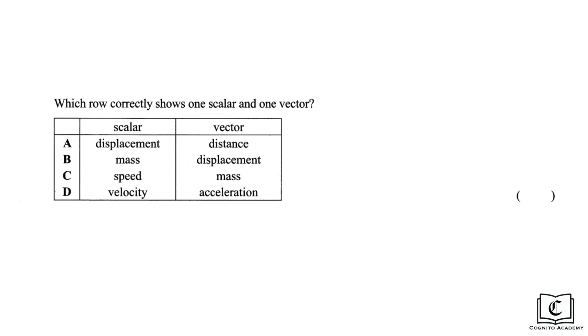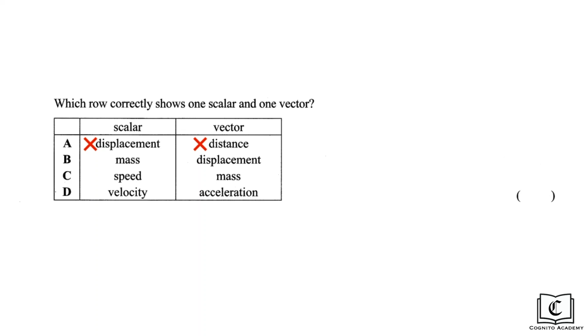Let's take a look at this question which asks us which row correctly shows one scalar and one vector. So this question just requires us to recall which quantities are scalars and which are vectors. So for A, displacement is a vector quantity, so A is wrong.